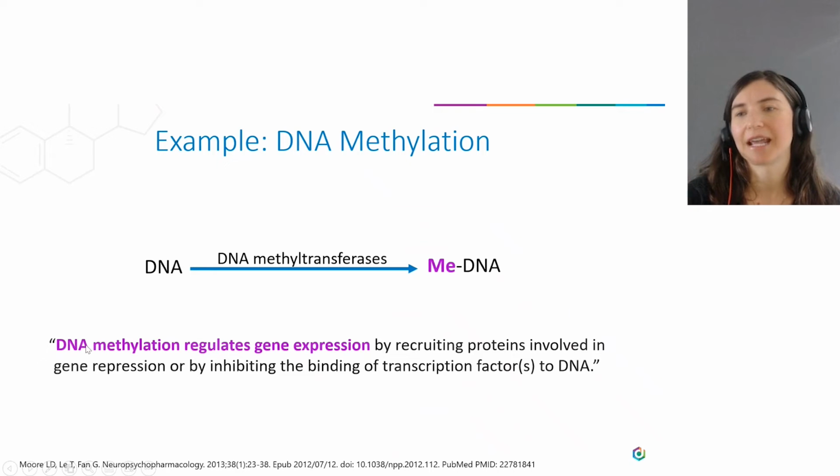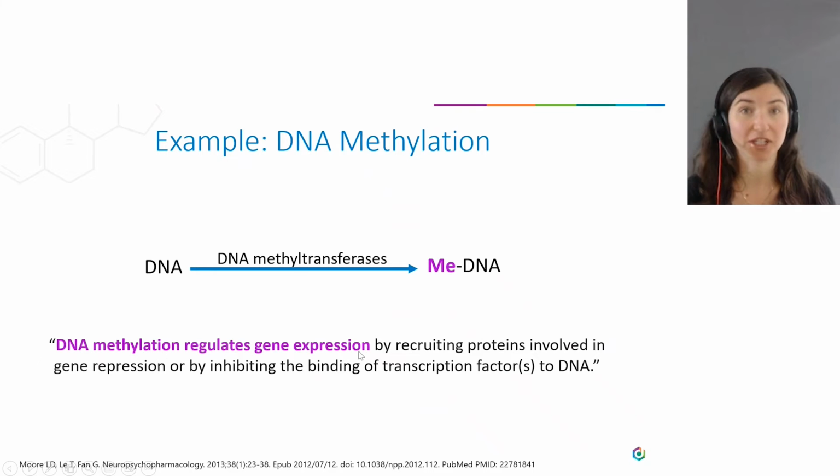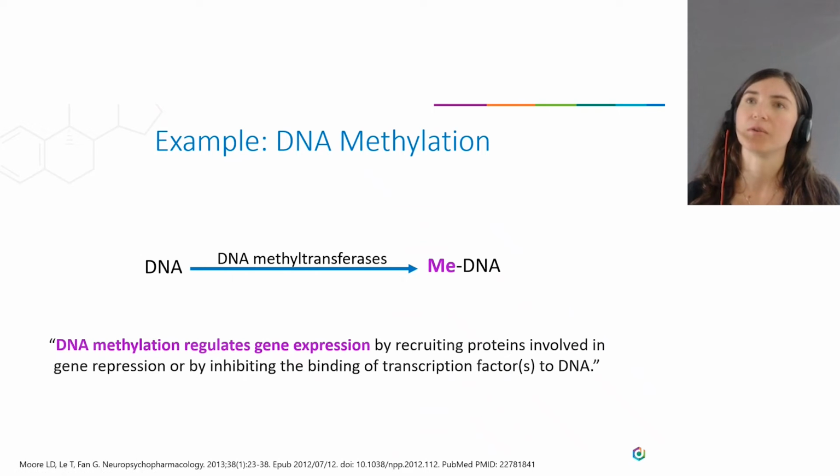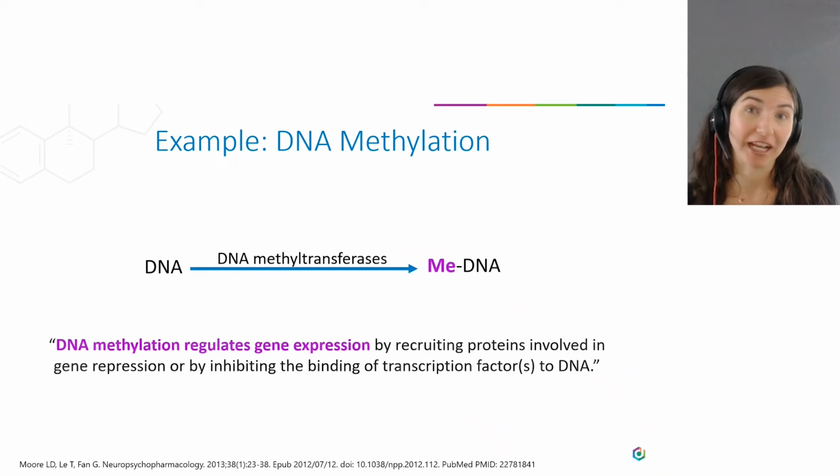So here we can see DNA methylation regulates gene expression by recruiting proteins involved in gene repression or by inhibiting the binding of transcription factors to DNA. So remember those transcription factors bind to DNA when they want to make some RNA, when they want to make a protein or they want to express the DNA somehow. So it kind of shuts that down. So methylation, very, very important for epigenetics.